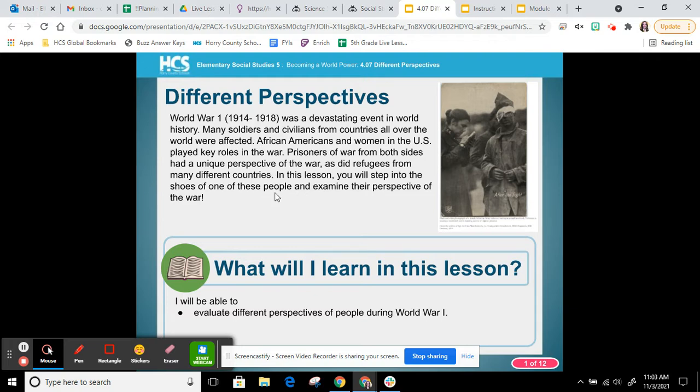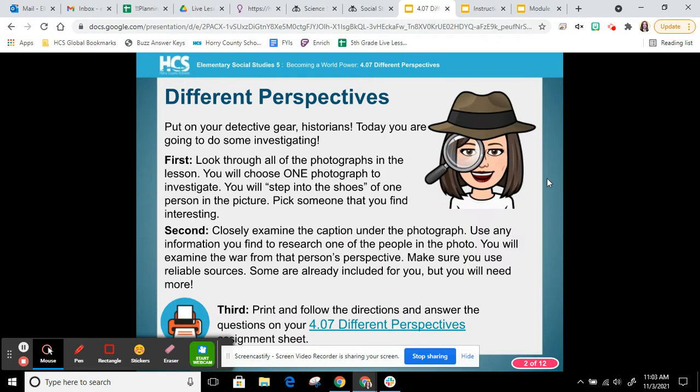So you've got your intro page here. Make sure you read through that. And then these are the directions of how you're going to complete your assignment. So it says, put on your detective gear, historians. Today you are going to do some investigating. First, look through all the photographs in the lesson. You will choose one photograph to investigate. You will step into the shoes of one person in the picture. Pick someone that you find interesting.